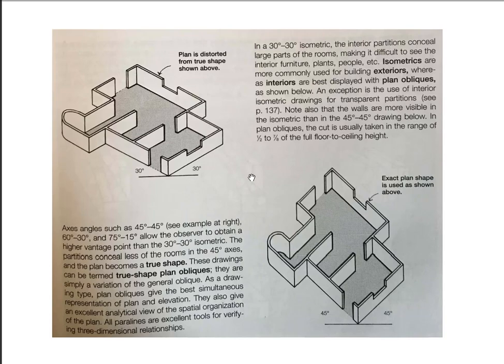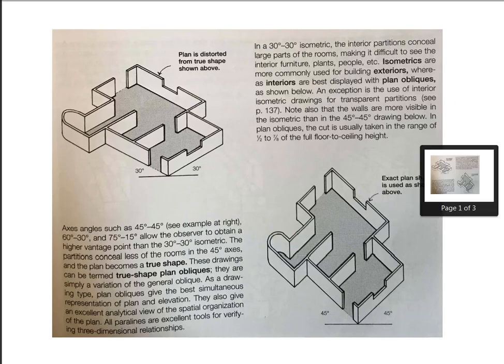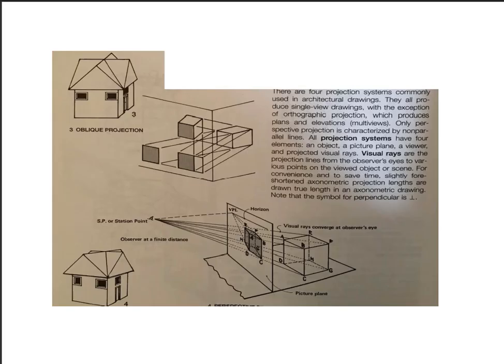Moving on to the next page. There are four basic ways to do projection systems in architecture. We've got isometric, oblique, actual perspective, and orthographic. The orthographic is the straight-on plans, sections, and elevations. Moving on to the next page.